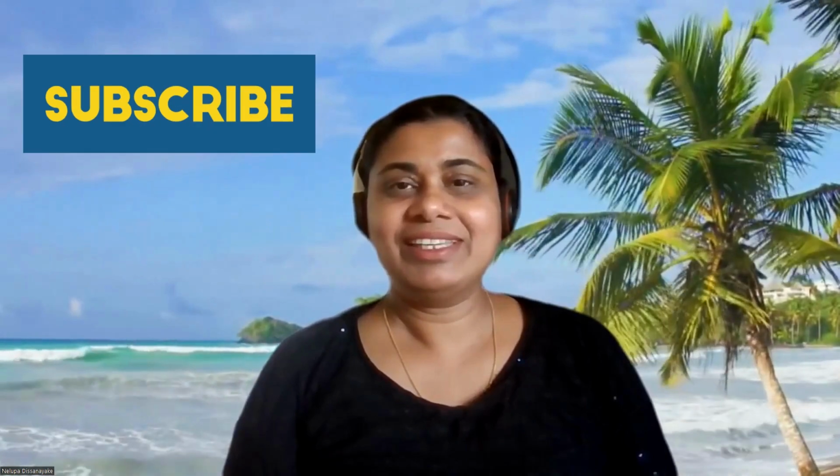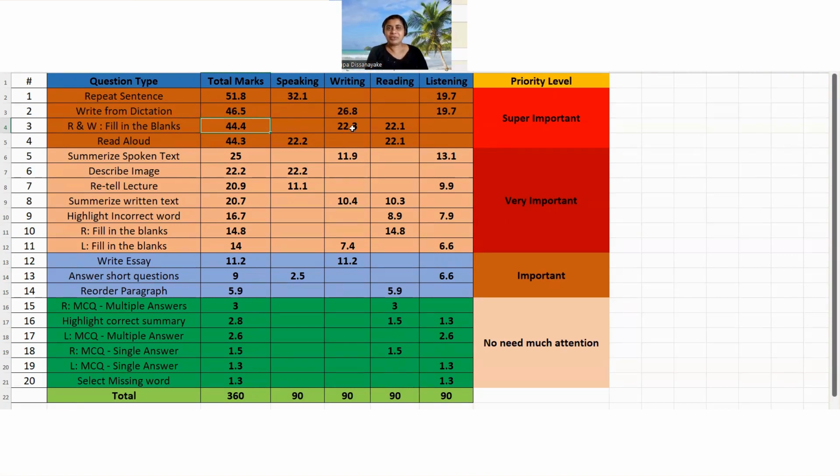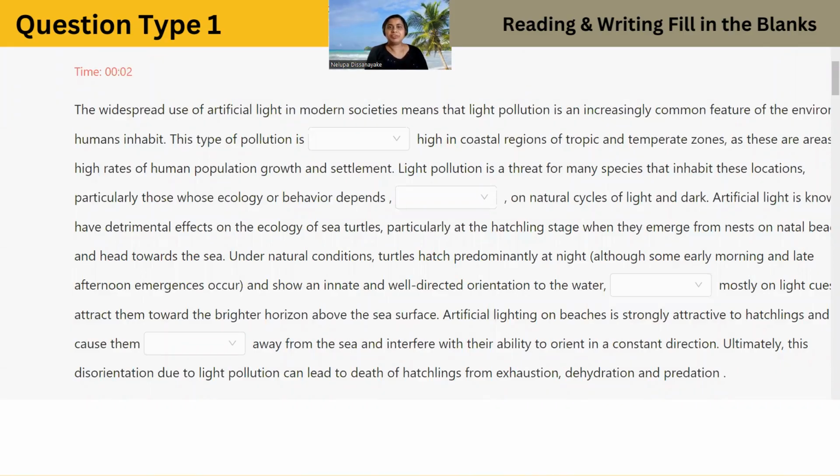Okay, then let's start with the question. As you can see here, I will show you what is the priority of this question. For the reading and writing, fill in the blanks question, you will get a total of 44.4 marks. For writing, you will get 22.3, and for reading you will get somewhere around 22.1. This question is categorized as a super important question in the exam. I will give you 2.5 minutes for preparation of these answers. After 2.5 minutes, we will discuss this question.